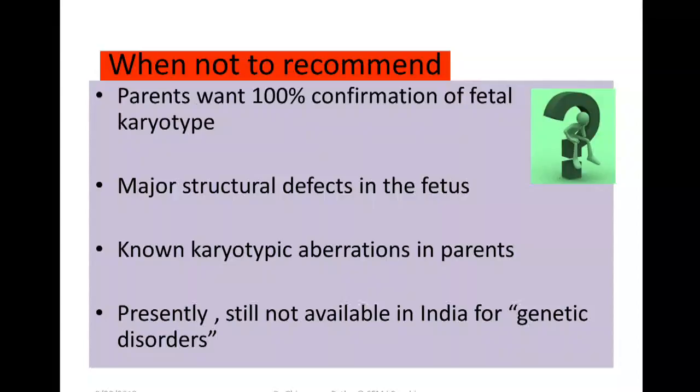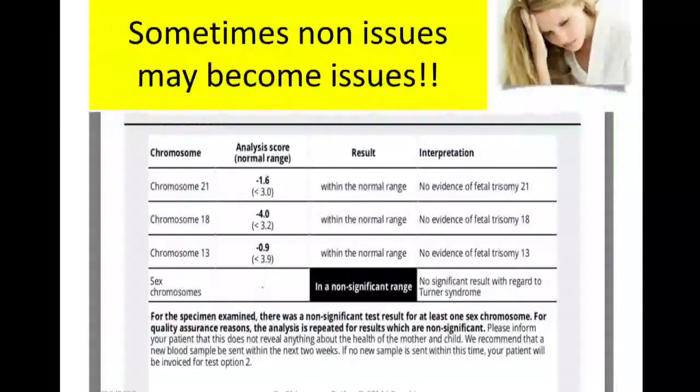If there are known karyotypic aberrations in the parents, like translocations, you may want to do a complete fetal karyotype. And presently, it's still not available for single gene disorders in India. The validation processes are on. There are a lot of claims happening there, but we still have to see that they are validated and can be offered routinely to all patients.